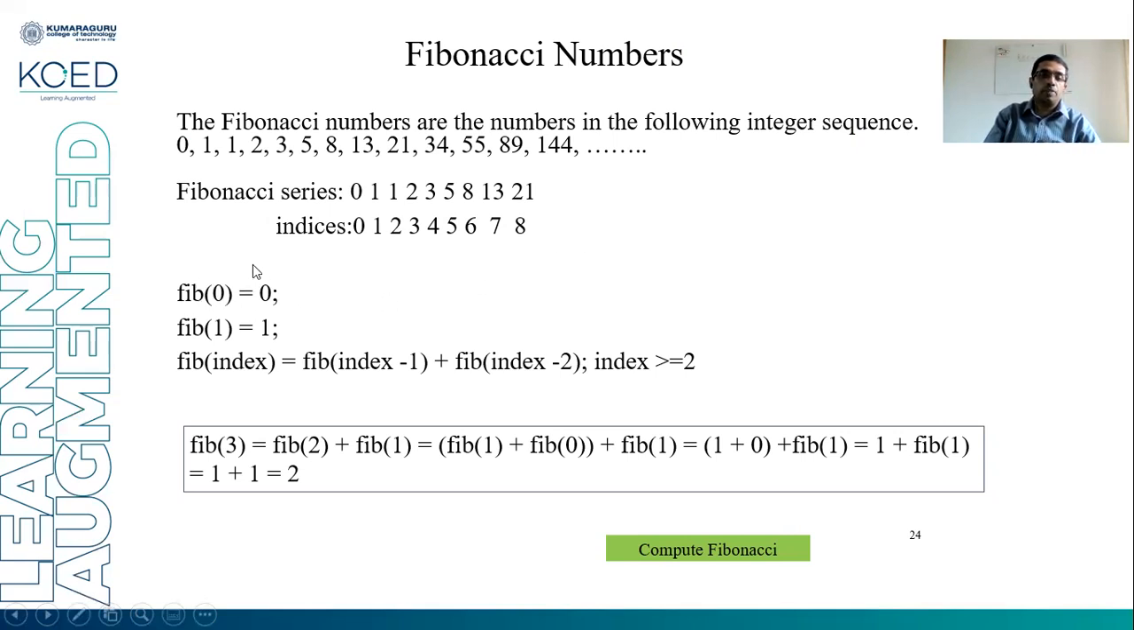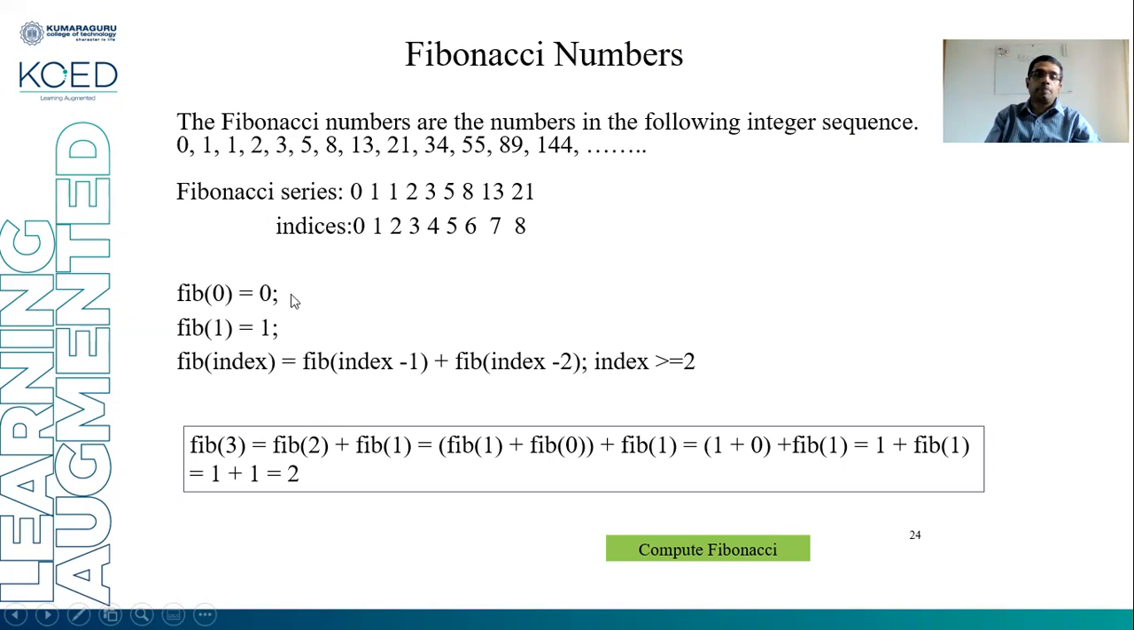For example, fib is a function which is used to calculate the Fibonacci series using a recursive function. Fib of 0: the index value is 0, so it will return 0. If the index value is 1, then it will return 1. If the index value is greater than or equal to 2, how will it calculate? Fib of index equals fib of index minus 1 plus fib of index minus 2.